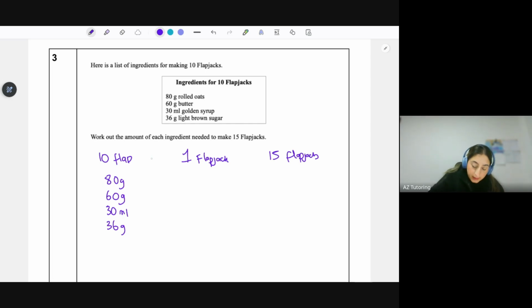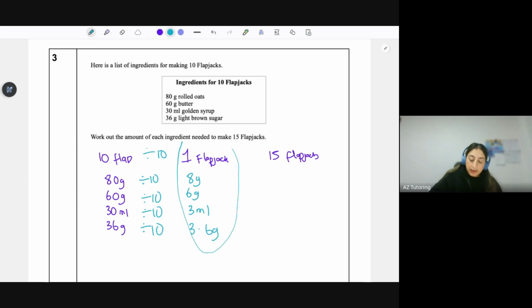So I'm going to divide everything by 10, because 10 divided by 10 is 1. So 80 divided by 10 is 8 grams, 60 divided by 10 is 6 grams, 30 ml divided by 10 is just 3 milliliters, and 36 divided by 10 is 3.6 grams. So to make one flapjack, that's how much I'm going to need. So now I can just times everything by 15 to find out how much it's going to take me to make 15.